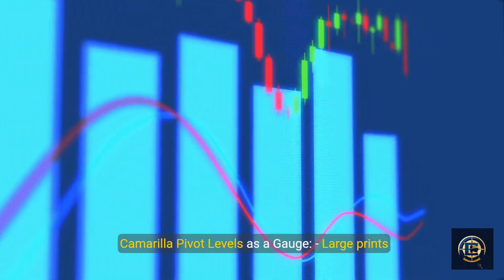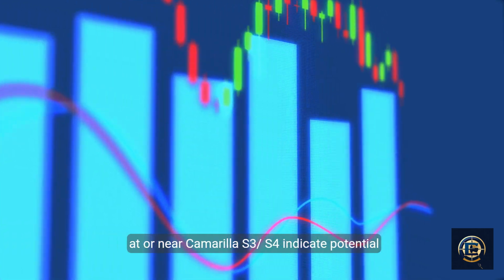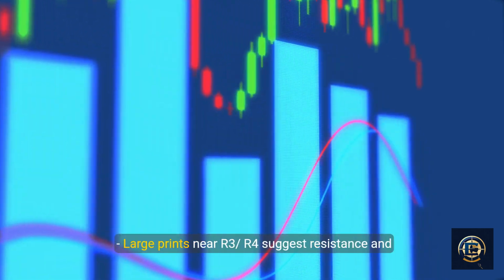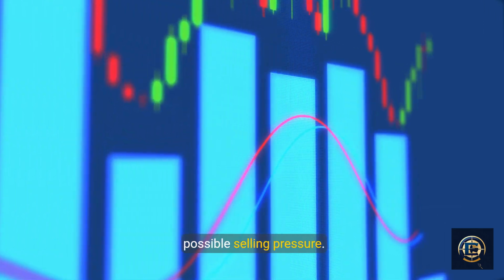3. Camarilla pivot levels as a gauge. Large prints at or near Camarilla S3, S4 indicate potential support and buying interest. Large prints near R3, R4 suggest resistance and possible selling pressure.